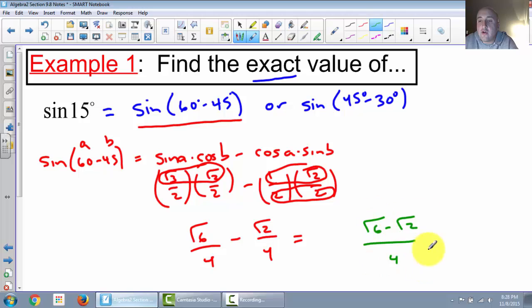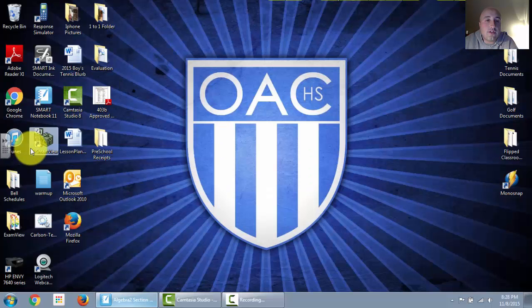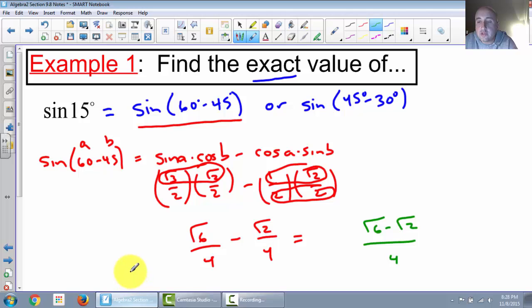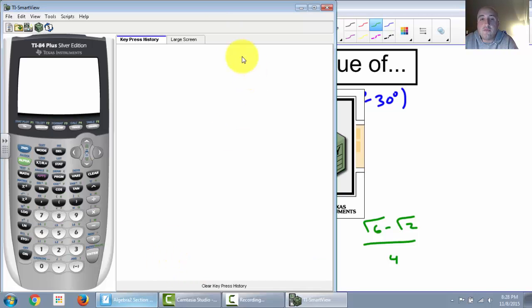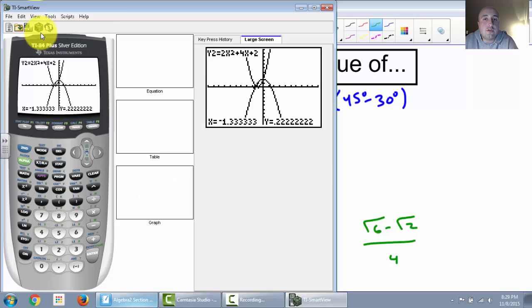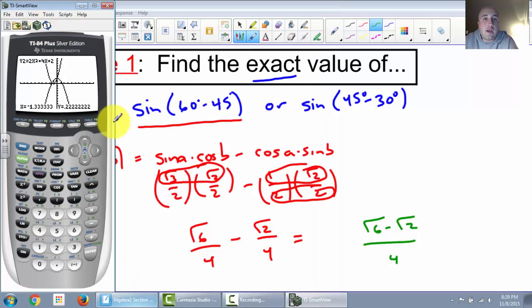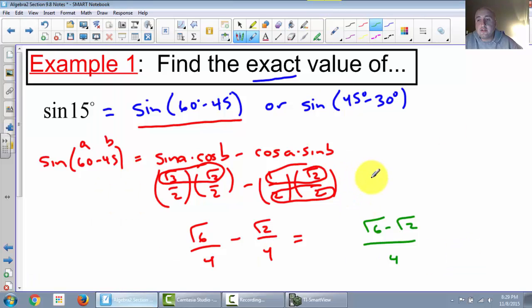Now, how can we check this? How do I know that this is right? Let me open up the calculator really quick. I probably should have already had that done. That's okay. All I'm going to do is this math here. I'm going to do square root of 6 minus square root of 2 and enter, and then divide that by 4, and I get 2.59. So this is equal to 2.59.